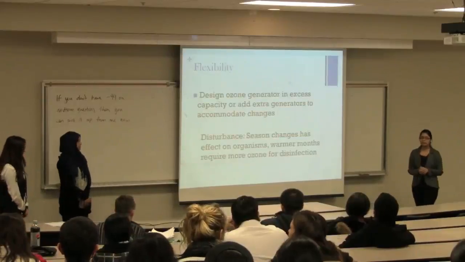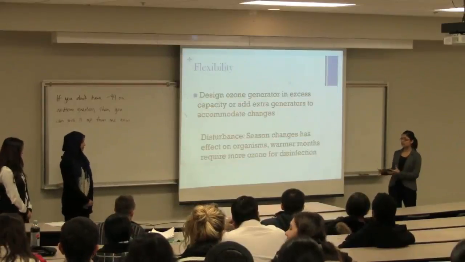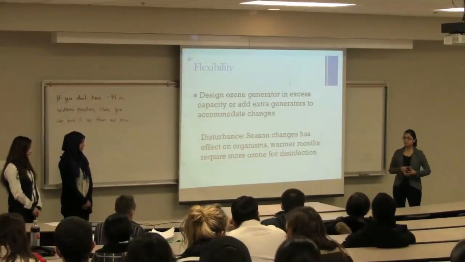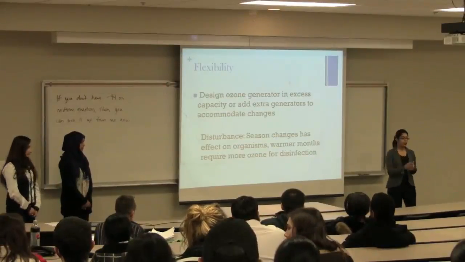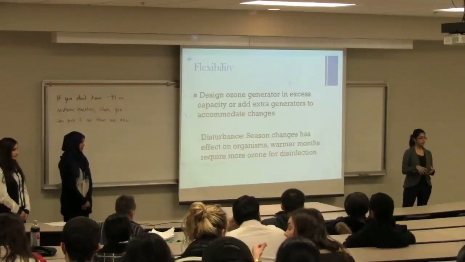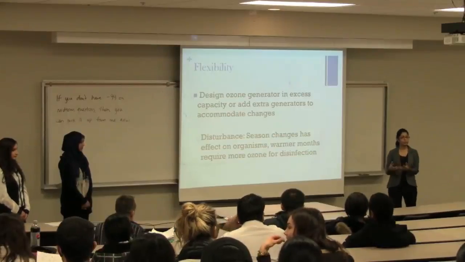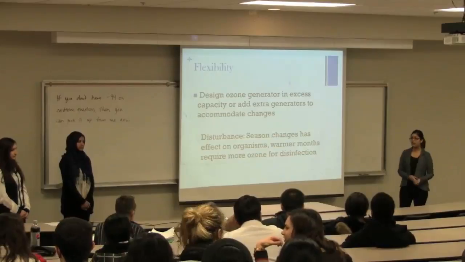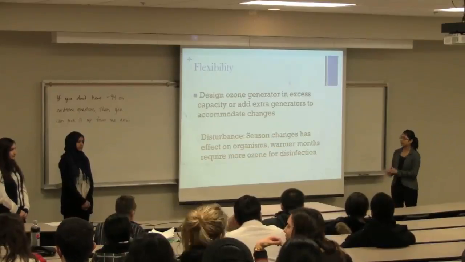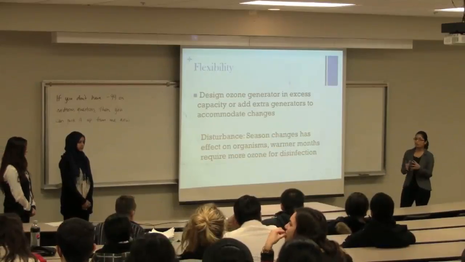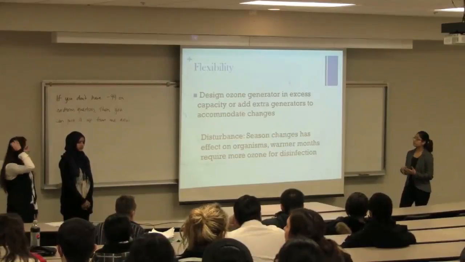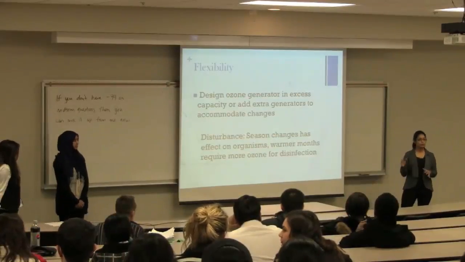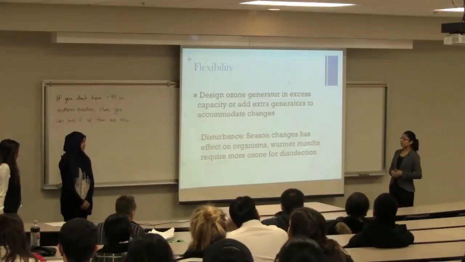In order to make our system more flexible, there's one disturbance that we need to treat, and that is that due to season changes, there are changes in the organics in the water. In warmer months, we have more organics, so we need more ozone in order to treat the same amount of water. In colder months, we need less ozone. So in order to accommodate for the change, either you design the ozone generator with excess capacity, or you can provide multiple ozone generators in order to accommodate this change.